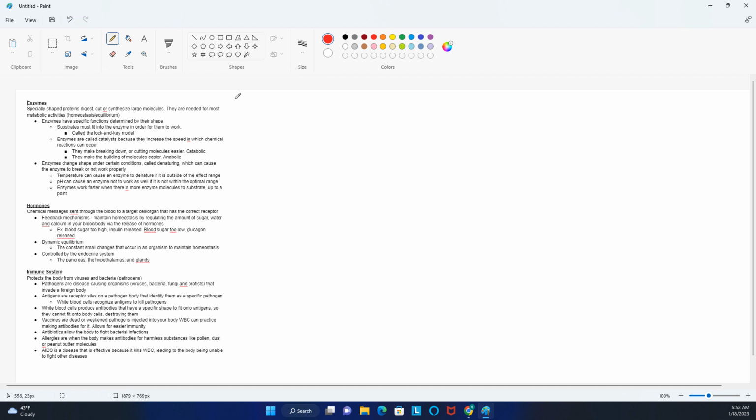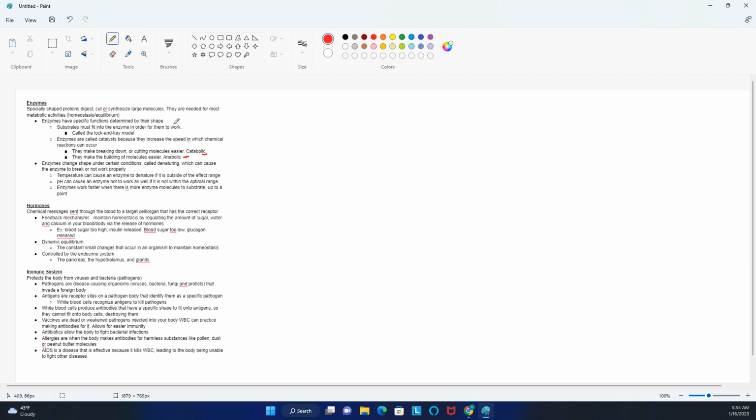So enzymes will be all over the exam and multiple different questions. You need to know what an enzyme is, how they are made, and what their purpose is within the body. So an enzyme is a protein molecule that is used to either break down or build new molecules. When we talk about breaking down molecules, they are considered catabolic. When they are constructing new molecules, they are anabolic.